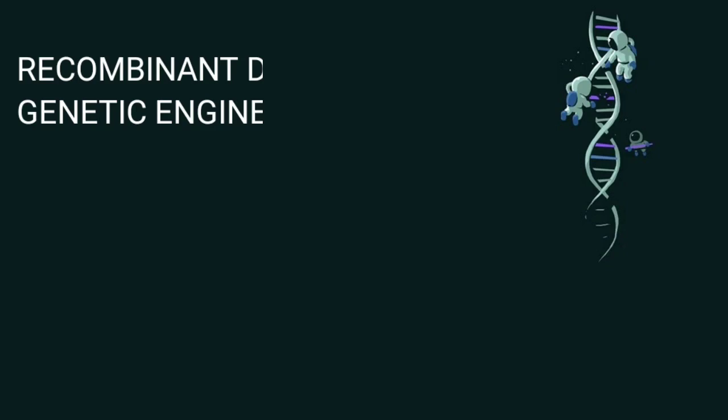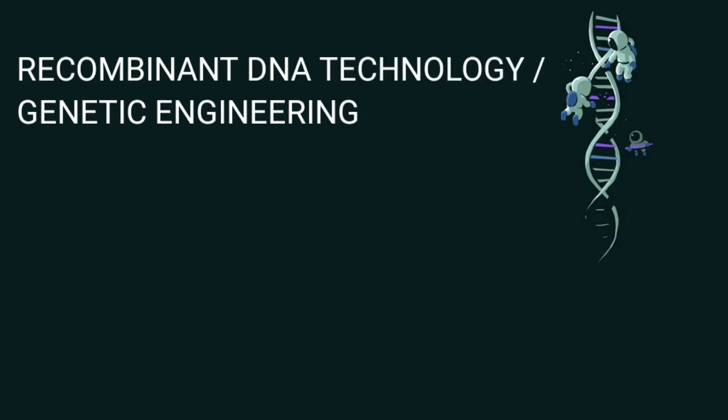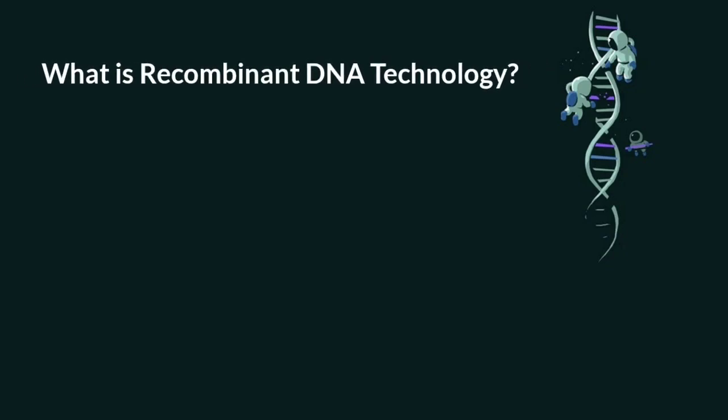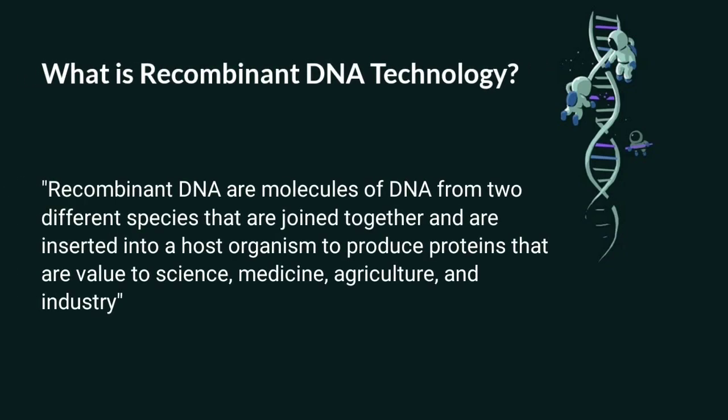Hello everyone. In this tutorial, we are going to talk about recombinant DNA technology, or we can also call it genetic engineering or gene cloning, and its applications in the field of agriculture. Before we get into the topic, the first and foremost thing we should understand is what exactly recombinant DNA is. Recombinant DNA are molecules of DNA from two different species that are joined together and inserted into a host organism to produce proteins that are of value to science, medicine, agriculture, and industry.